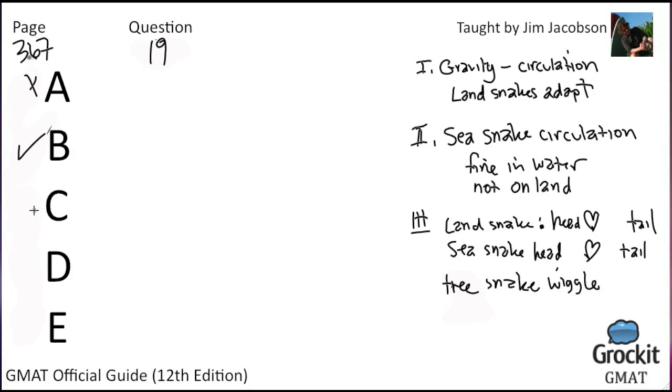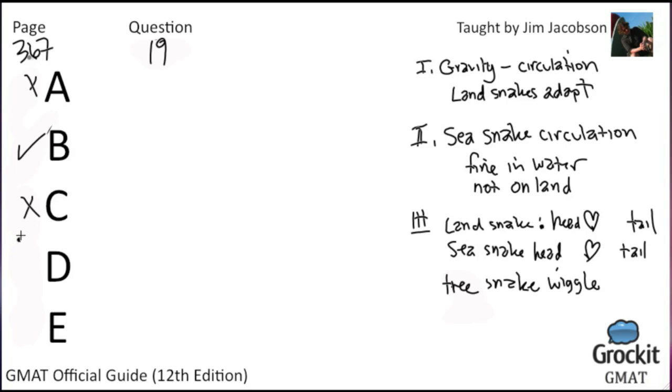There's no reason to assume that, because in fact it says that their blood pressure or the pressure gradients or whatever remain the same regardless of their relative position. So sea snakes, if they're in the ocean, can be as vertical as often as they want, and it suggests that they're basically fine. So there's no reason to assume that this is true. There's no basis for it. In fact, it's kind of contradicted.